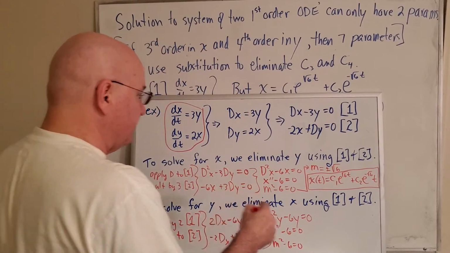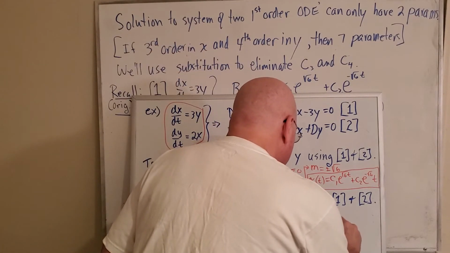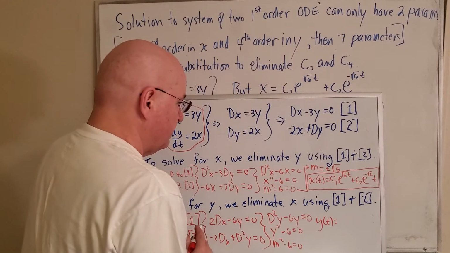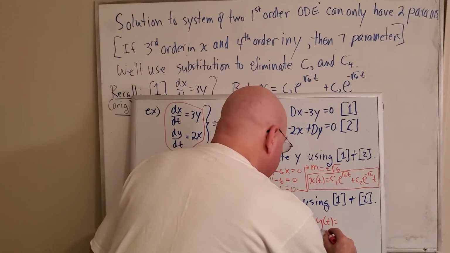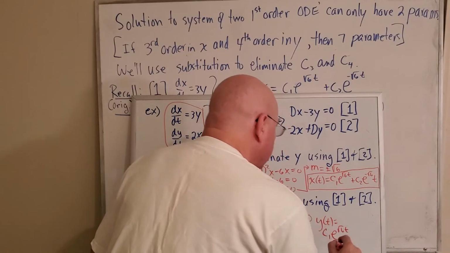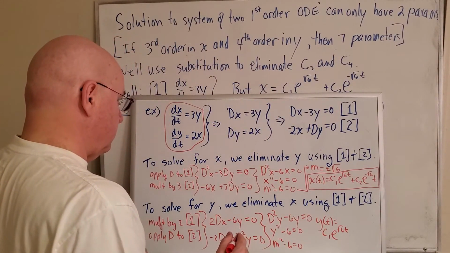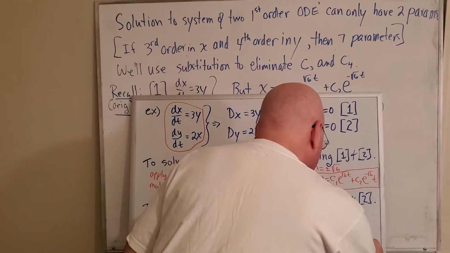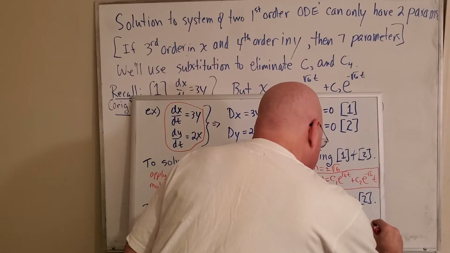We are going to get y of t equals, let me write it down here so I can write it a little bit bigger, c1 e to the radical 6t plus c2 e to the negative radical 6t.